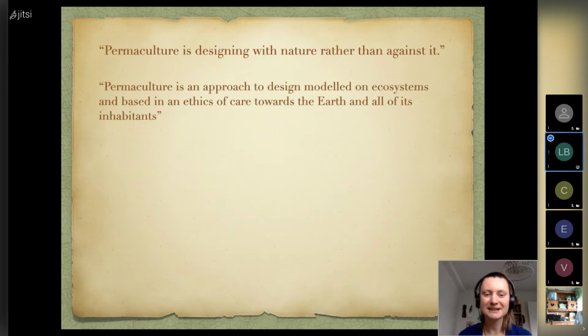So my second and a little bit longer definition is that permaculture is an approach to design modeled on ecosystems and based in an ethics of care towards the earth and all of its inhabitants. So in this definition, I zero in on the design aspect being modeled on ecosystems. And I think it's also important to include the ethics piece in definitions.